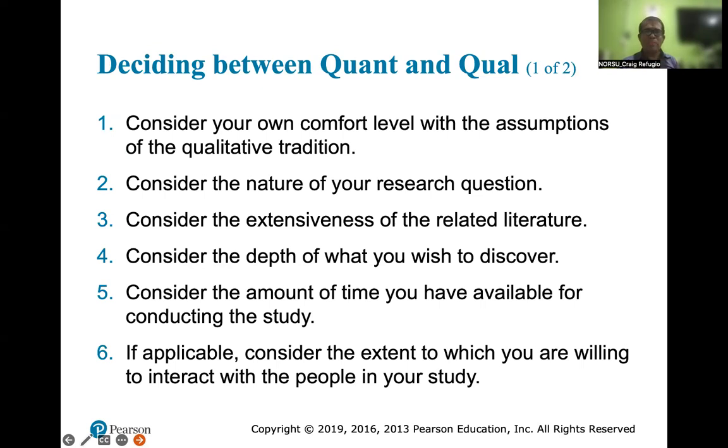So what does it mean when we say the extent to which you are willing to interact with the people in your study? When you collect the data, you don't just go to your target respondents, your target participants or target subjects, and directly collect the data. You have to interact first. You have to get the rapport of your target respondents, of your target sample units. And when you have the rapport, you're going to introduce yourself as the data collector, the researcher, and tell what your research is all about.